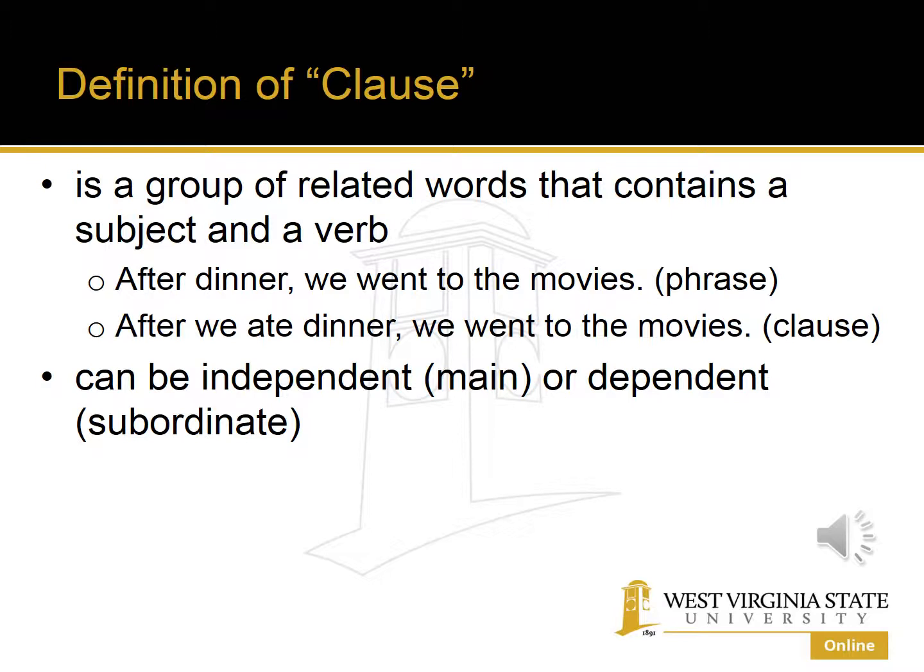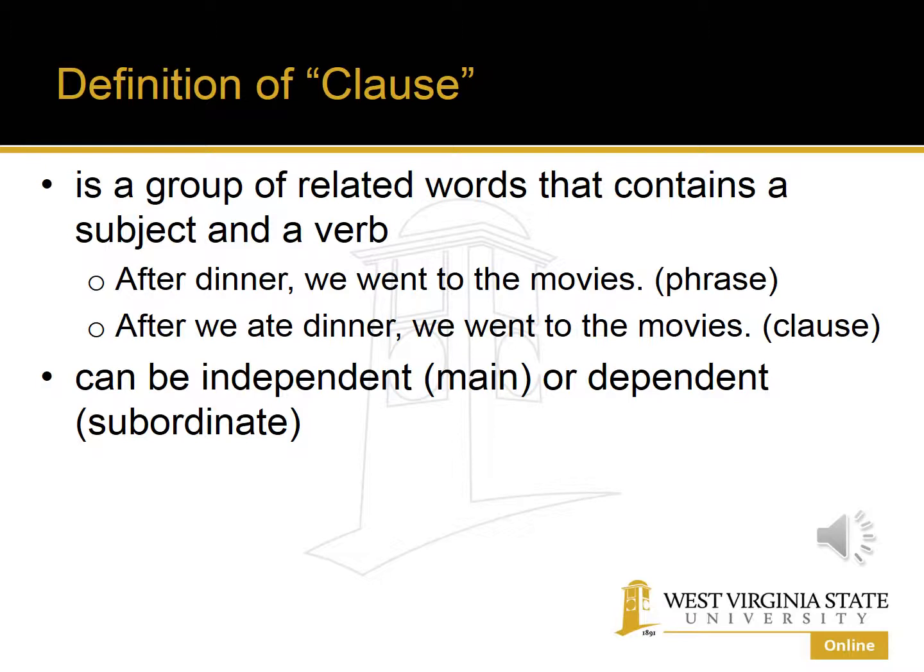So let's look at an example. Let's compare these two sentences. After dinner, we went to the movies. Versus after we ate dinner, we went to the movies. Obviously, both sentences have the same meaning, but the first is a prepositional phrase. The word after is a preposition, and the word dinner is a noun that is the object of the preposition.